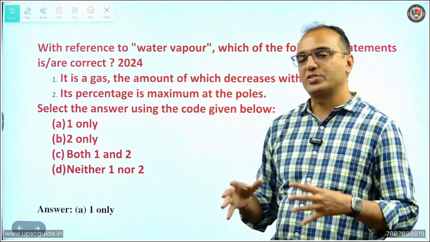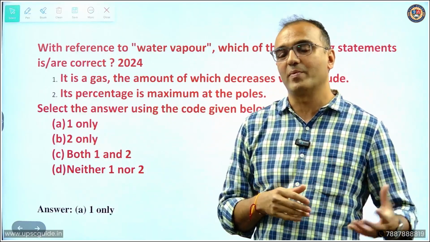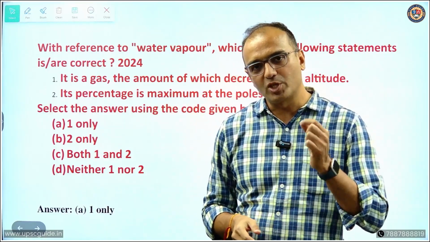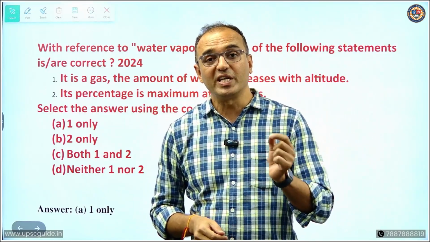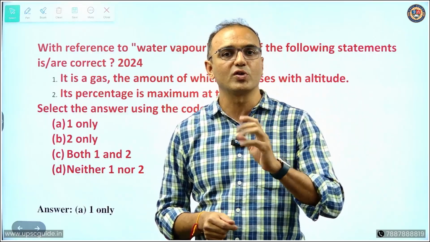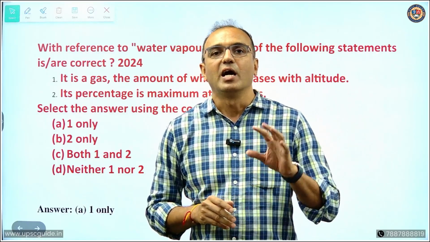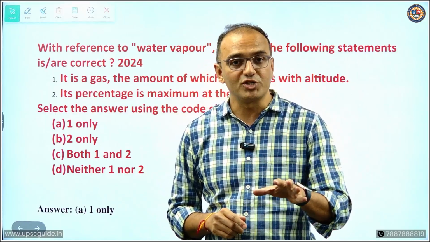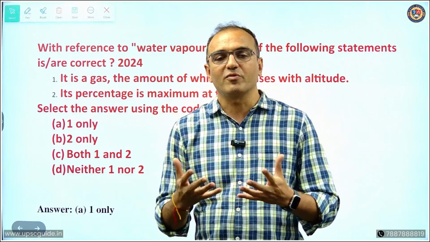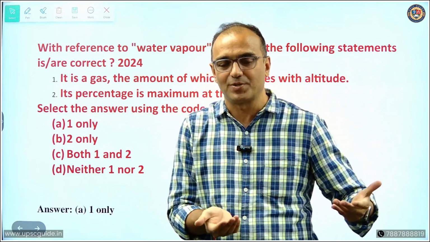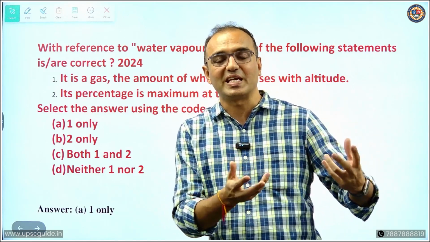Second is wrong. The percentage of water vapor cannot be maximum at the poles, because at the poles the temperatures are very low. If the temperature becomes very low, the humidity capacity, or the ability of air to hold moisture, goes on decreasing. I repeat again, as the temperature goes down, the ability of air to hold moisture also goes down. So water vapor cannot survive much at the poles, because it will be easily condensed. Snow, right? It will be easily condensed.